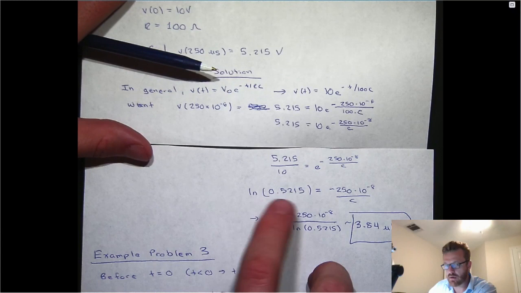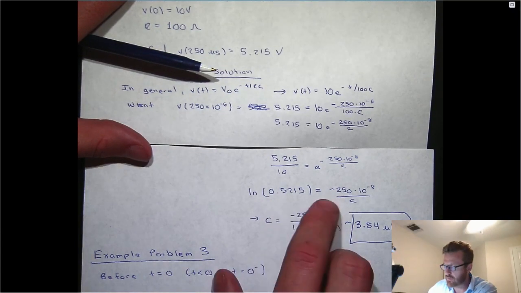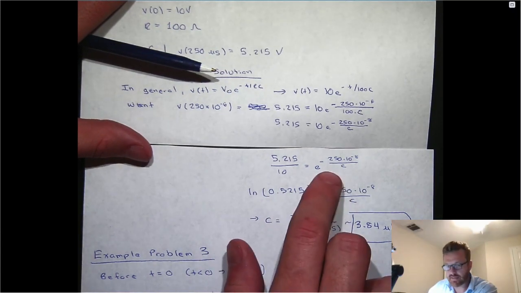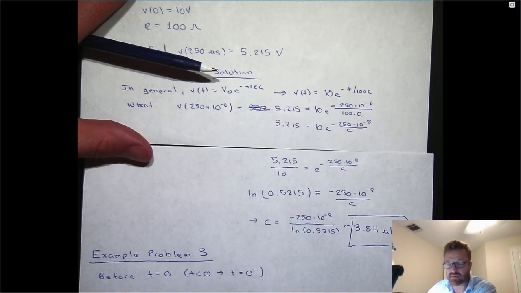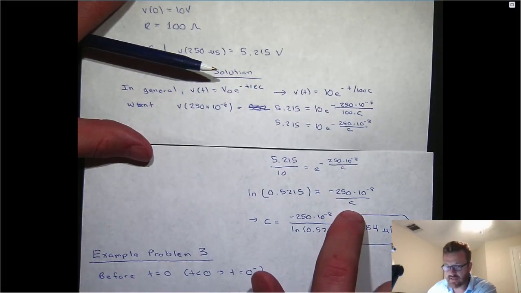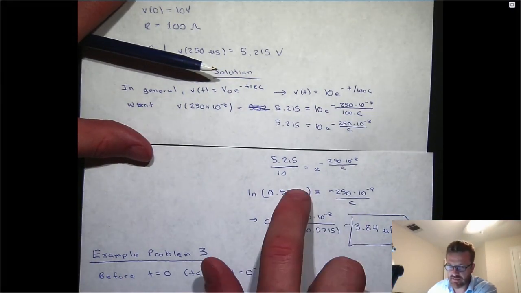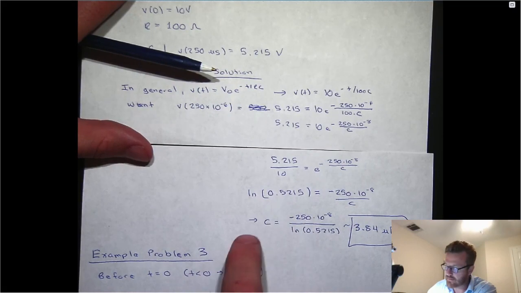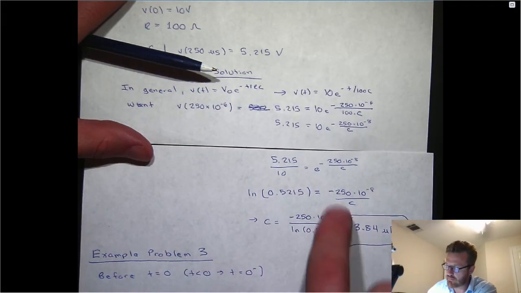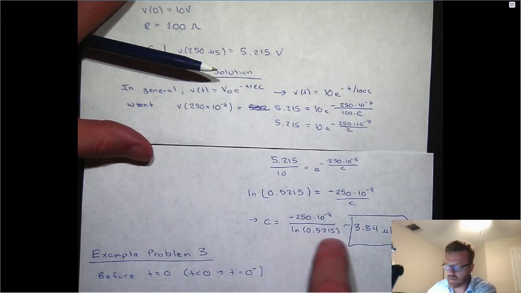So this is going to be the natural log of whatever that quantity is, is equal to, when you take the natural log of the right side, the exponential goes away because they're inverse functions. Just solve this for c, which basically means multiply both sides by c, and then divide by this. So you see c is equal to that quantity divided by ln of 0.5215.